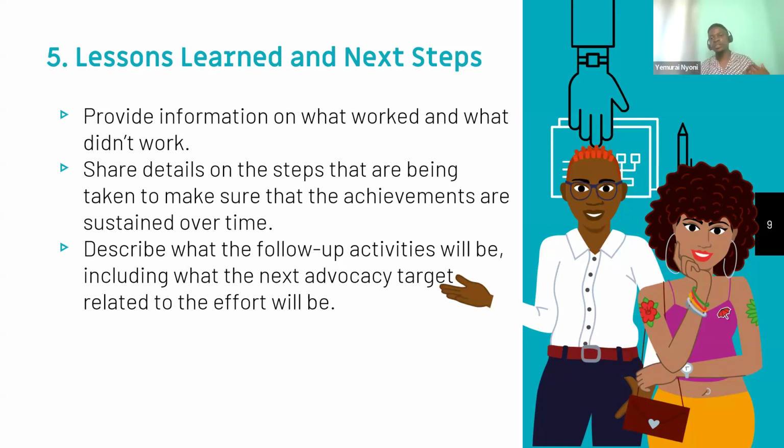Lastly, describe what the follow-up activities will be, including what the next advocacy target related to the effort will be. Maybe this was just one campaign and you had 3 other campaigns that were meant to follow. Provide that information, because if you don't, someone will think, if I want to change this law, all I have to do is do this activity. Then they do the activity and it doesn't succeed. Then they come back to you and say, you sold me a lie. But it turns out you just didn't give them full information. So be as helpful as possible. Also be as realistic as possible. I know sometimes we like to paint ourselves as the best. Sometimes ego will get to us.